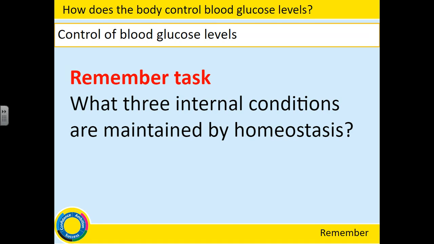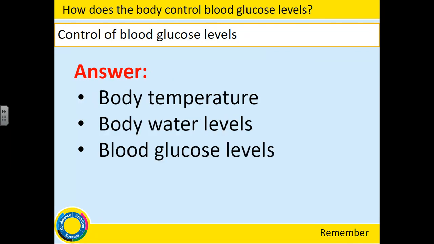Okay, welcome back. So the three internal conditions which are maintained by homeostasis are the following. We've got body temperature, we have our body water levels, and we have our blood glucose levels. And it's that third one we are looking at today.